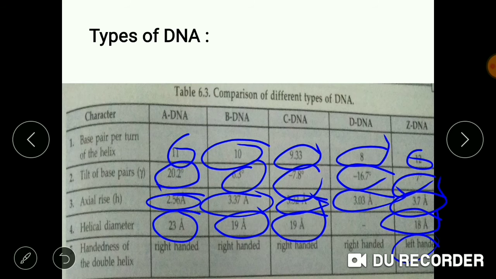While the first four of them are right-handed helices, the last one, Z-DNA, has a left-handed helix.